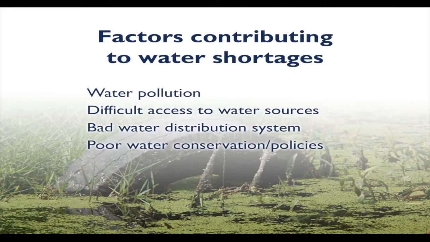Also, we may have poor water conservation policies and practices, where we take for granted that we'll always have an endless supply of water and we waste it, using it needlessly in ways where we really need to be conserving it better, whether through agricultural practices, industrial practices, or simply through our day-to-day use of water. Water conservation is a key issue and can contribute to water shortages if we don't do it effectively.